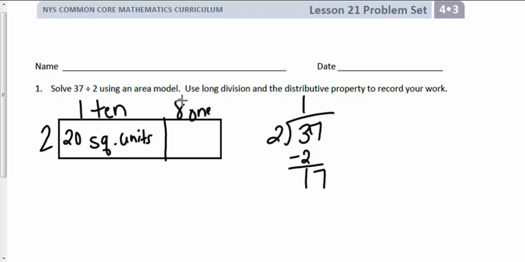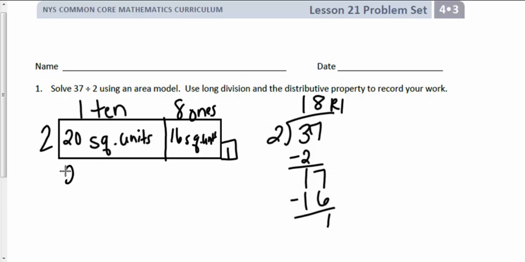I believe we already did this problem, didn't we? So 8 ones times 2 gives me 16 square units. So that would look like this. 8 times 2 is 16, and that's going to leave me with a remainder of 1. So I'm going to come over here and put my remainder 1. So I used an area model. I used long division. Now I have to use a distributive property.